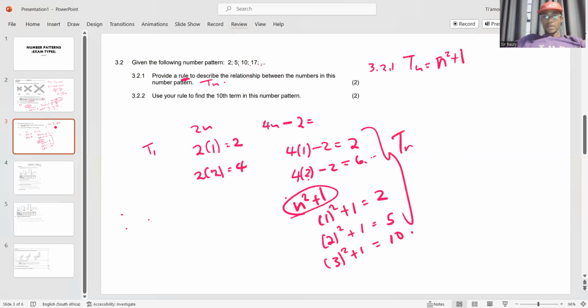This is called trial and error. That's what you're going to use to find the Tn. Use the rule to determine the 10th term. So they want T number 10.